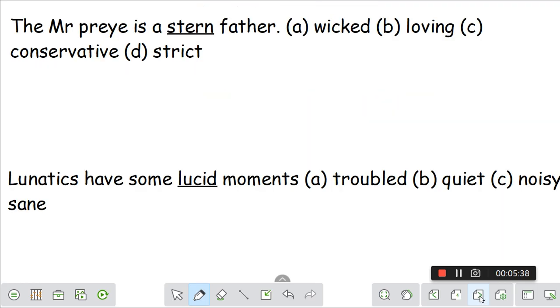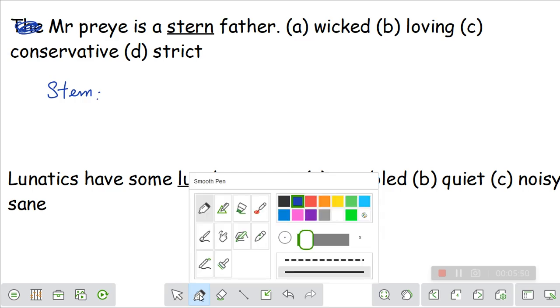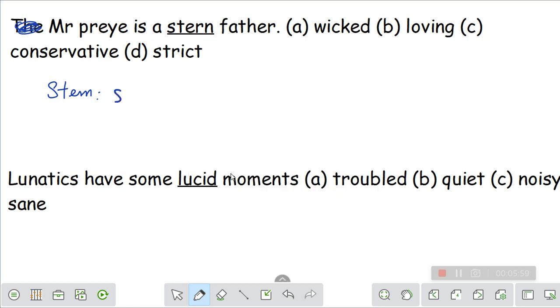Sorry for this. The question status. Mr. Priye is a stern man. When they say someone is stern, stern means a person is strict. That's what we mean by stern. So the answer here is what? Option D, strict. Mr. Priye is a stern man.